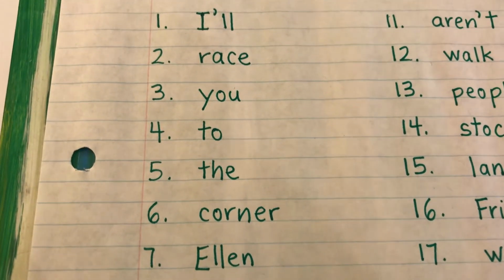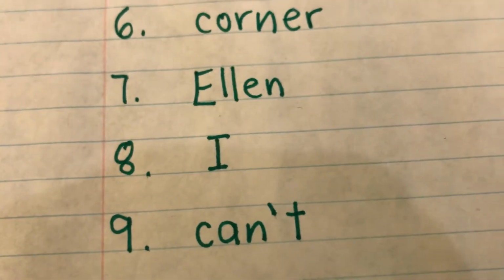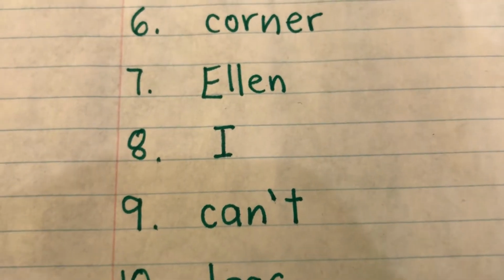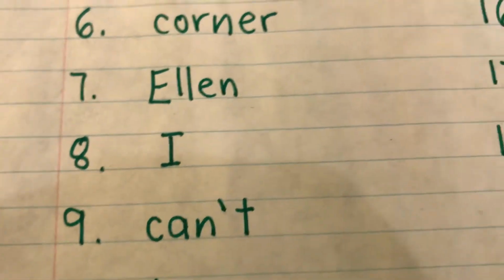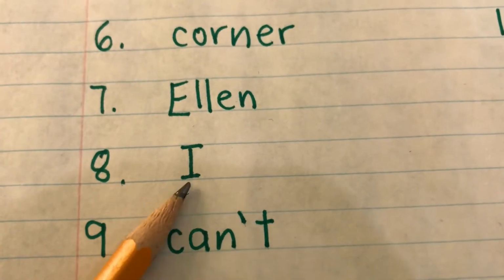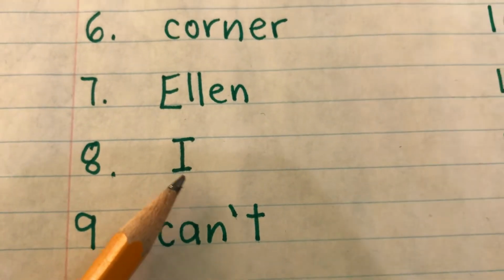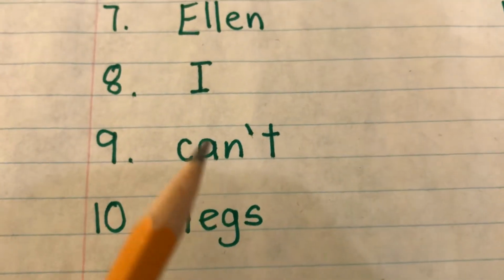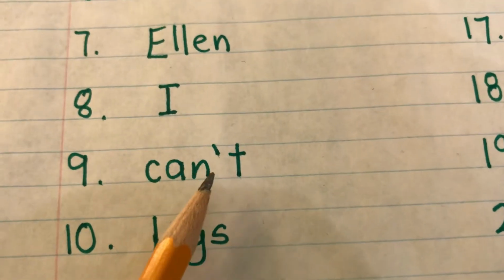All right, let's correct the next ones. Number 8 was I, and it's a pronoun I, so it must have a capital letter. And number 9 is can't. Just want to emphasize actually again number 8. You always write this word with a capital letter. It's never a small I. Even in the middle of a sentence. Always a capital letter. Can't is a contraction for cannot. Can't, don't forget your apostrophe, replaces the letter O here.